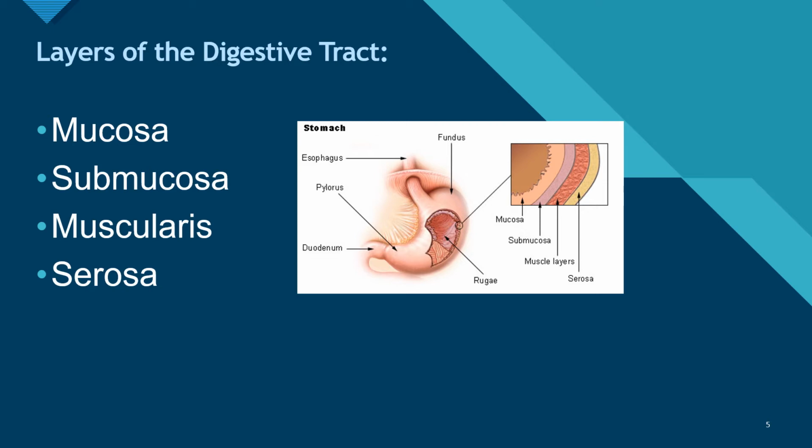And lastly, we have the serosa. Most of the digestive tract has serosa. It's the thin outermost layer supported by connective tissue. It also secretes serous fluid and keeps the outer surface of the intestines moist.